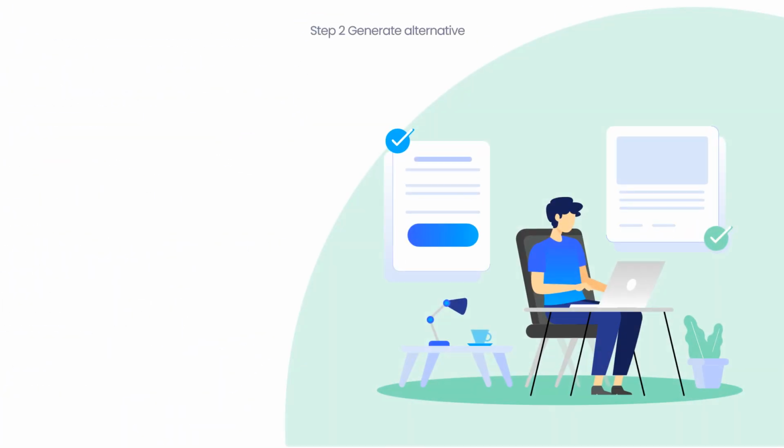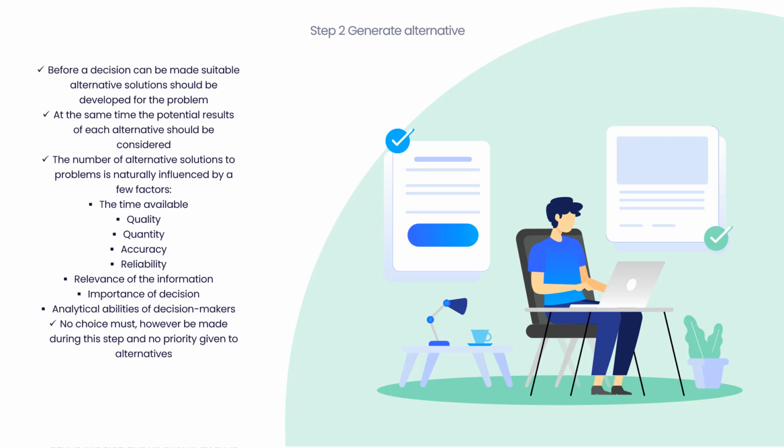Step 2, generate alternatives. Before a decision can be made, suitable alternative solutions should be developed for the problem. This is where knowledge and information are very important. Because if you are ignorant, how are you going to develop alternatives? At the same time, the potential result of each alternative should be considered. So you are creating different approaches and you are also seeing the results.